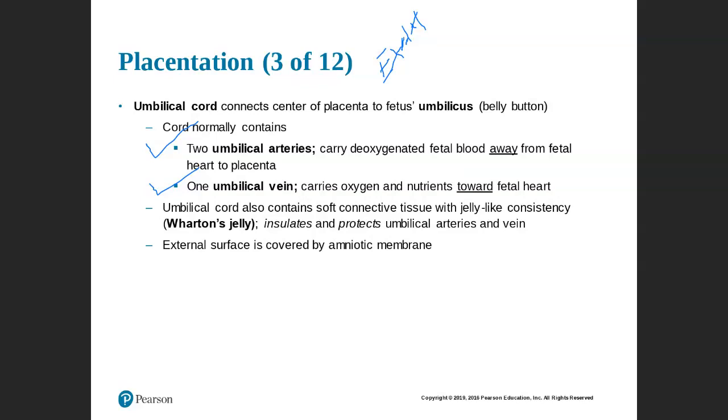The umbilical cord also contains connective tissue called Wharton's jelly, which insulates and protects the umbilical arteries and the umbilical vein. And it's also covered externally by the amniotic membranes.